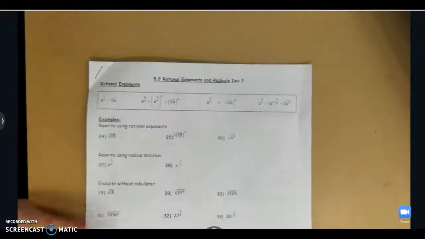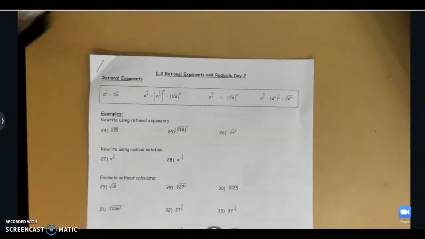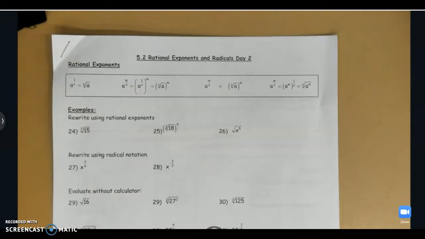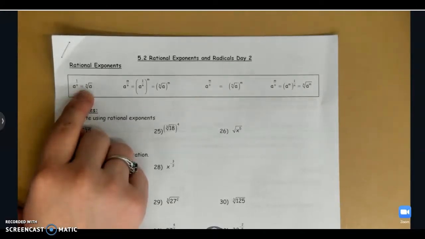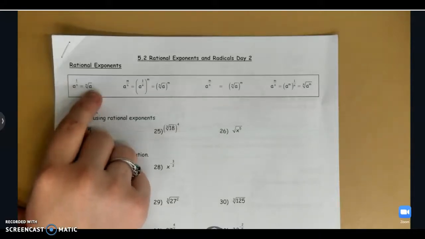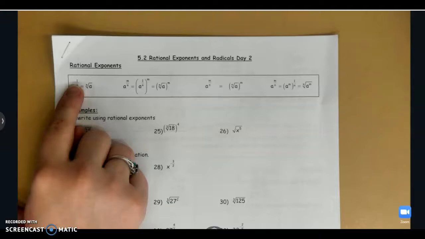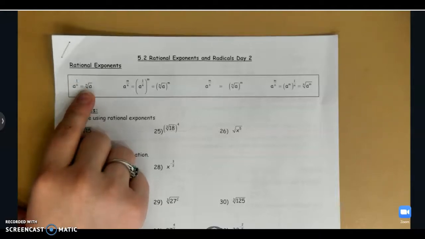Once you have those down, we are going to jump into rational exponents. What we do with rational exponents is convert back and forth from exponent form to radical form, and we use that when we have fractional exponents. When we have an exponent that's a fraction, that denominator indicates what the radical is. So that indicates our index. And then a is our radicand, what's inside the radical. So a to the 1 over n power would be the nth root of a.